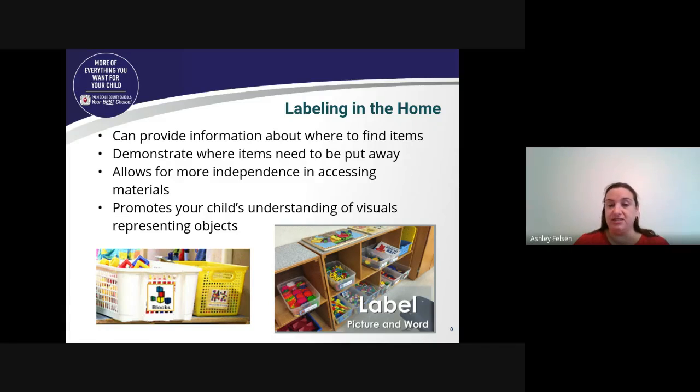So, in this training, in this folder, we have provided a bunch of different resources for you to create your own labels at home. So, definitely take a look.